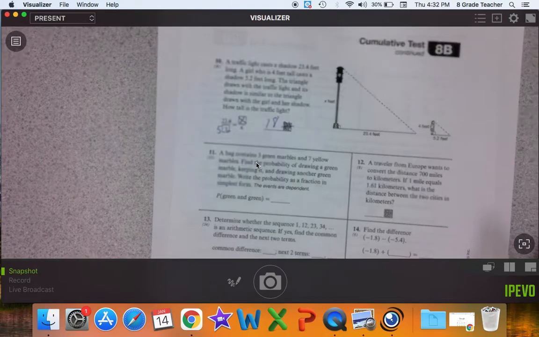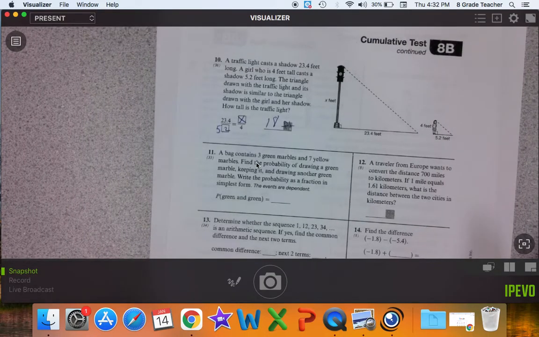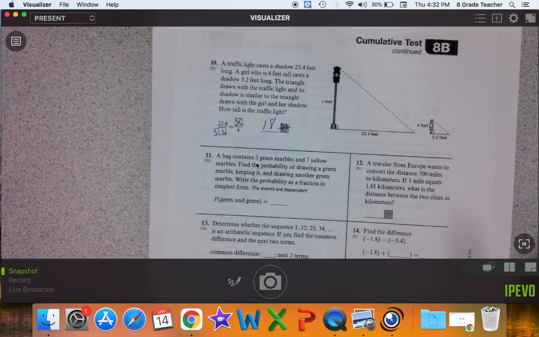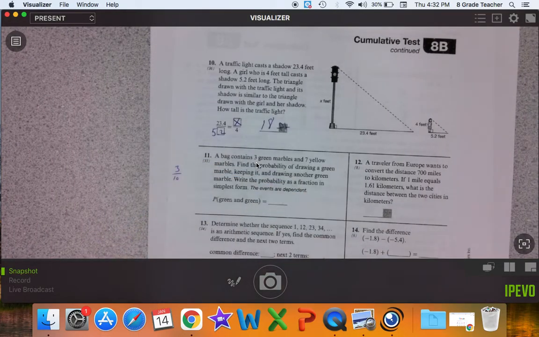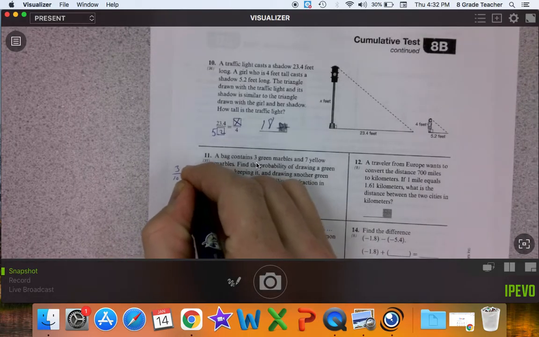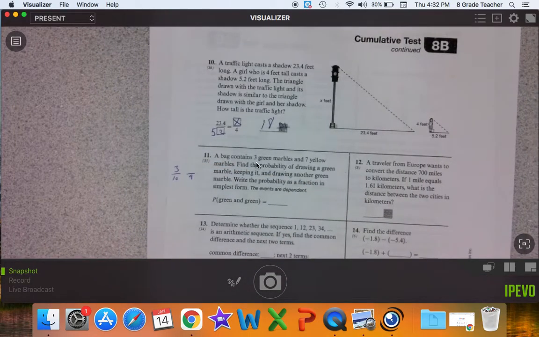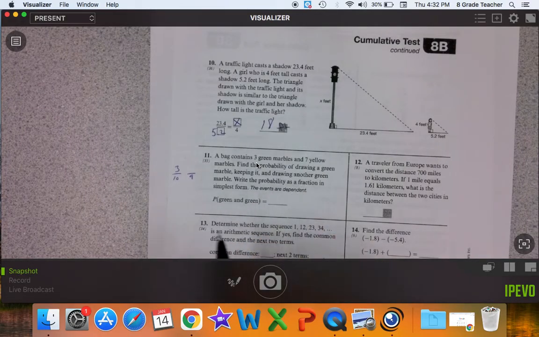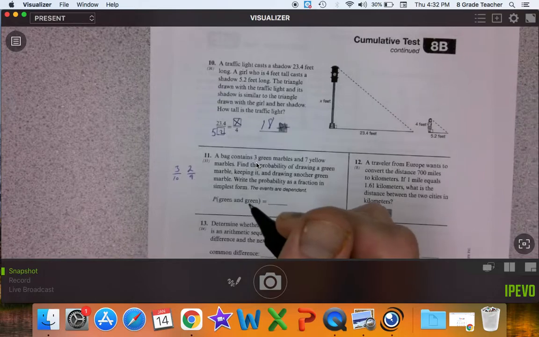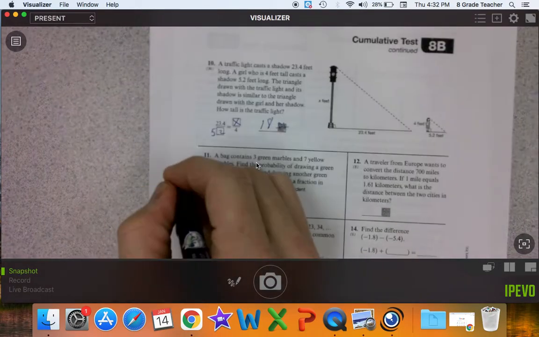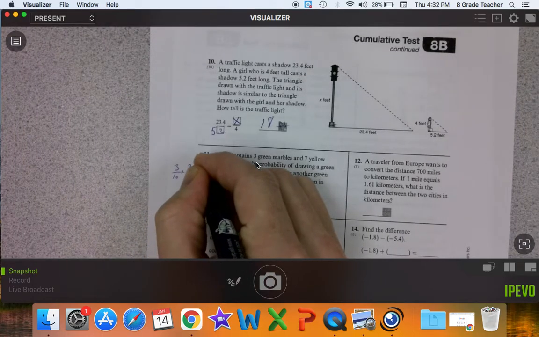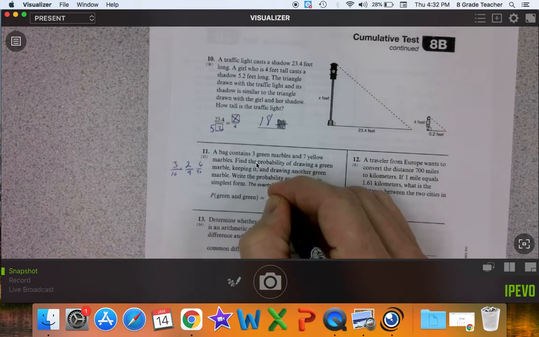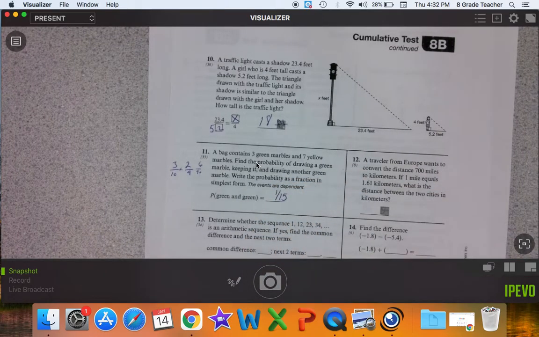Number 11. A bag contains 3 green marbles, 7 yellow marbles. Find the probability of drawing a green marble, keeping it, and then drawing another green marble. Write the probability as a fraction in simplest form. So to find green the first time, it's going to be 3 out of the total of 10. And then the second time, you're going to keep it out, so your total goes down to 9. This time, if you kept the green marble, how many green marbles are in there in that result? You would have 2. So if you multiplied those two things together, 3 times 2 is 6. 10 times 9 is 90. Can you break that down? How many times does 6 go into 90? I believe that's 15. So you've got 1 in 15 chances of getting both of those in a row.